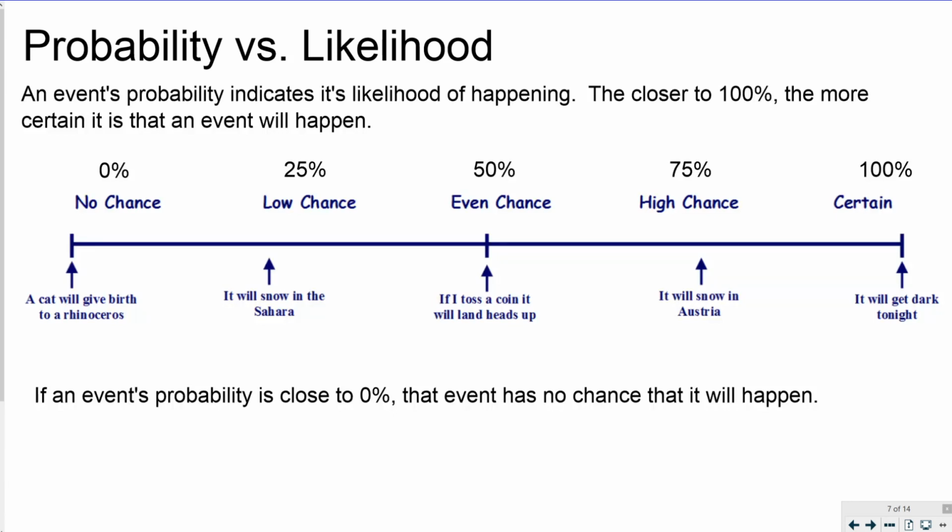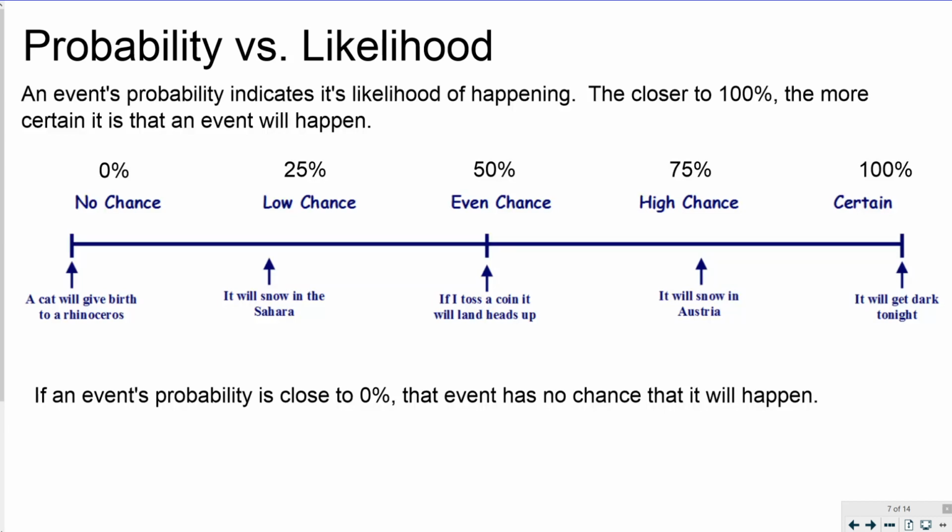Okay, that transitions into probability versus likelihood. An event's probability indicates its likelihood of happening. The closer to 100%, the more certain it is that the event will happen. So I have a range of probabilities here and how that would turn into likelihood. So 0%, like no chance. An example would be a cat will give birth to a rhinoceros. That's just not going to happen. It's impossible. A low chance would be something like it will snow in the Sahara. It is possible. It's extremely unlikely, but it is possible.